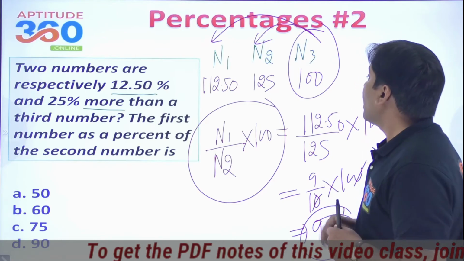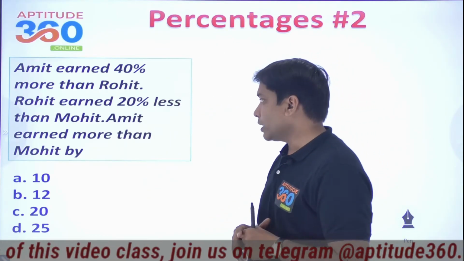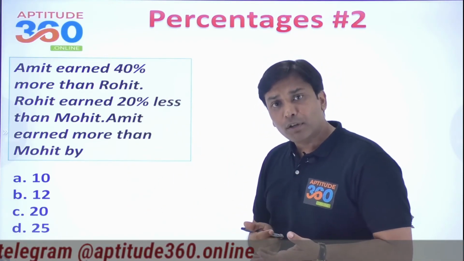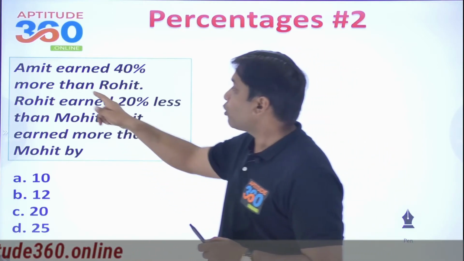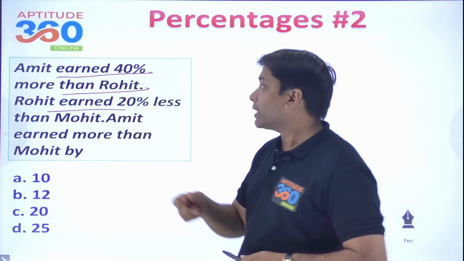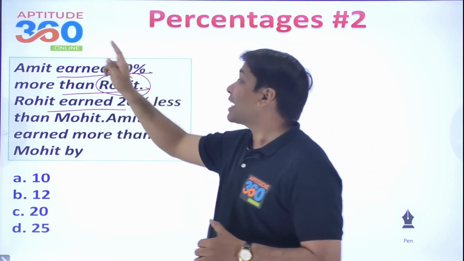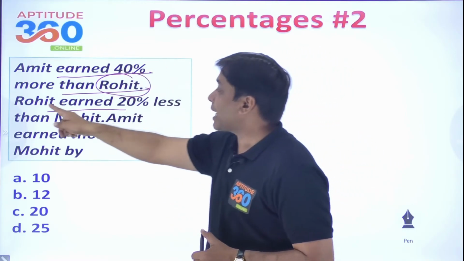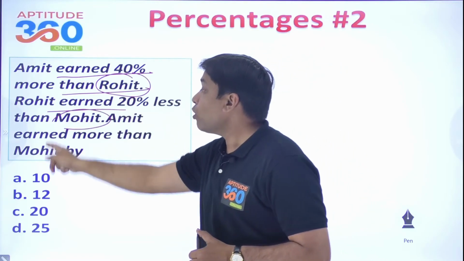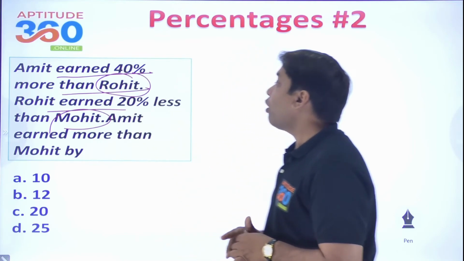Now, if you understand this problem, Amit earned 40% more than Rohit. Rohit earned 20% less than Mohit. Amit earned more than Mohit by what? Don't get confused. करो क्या आप प्रॉब्लम को पढ़ो, पढ़ते आ जाओ. then के बाद वाली वैल्यू से तो कंपेयर करते हो आप, isn't it? Now Amit earned 40% more than Rohit. So you're comparing Amit with Rohit. But then at the same time, the problem is telling you that Rohit is earning 20% less than Mohit. So the comparison begins with the salary of Mohit.